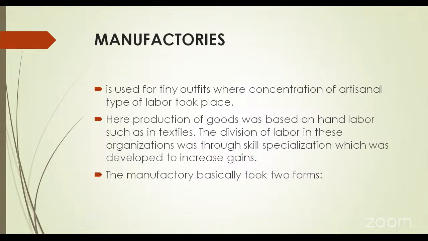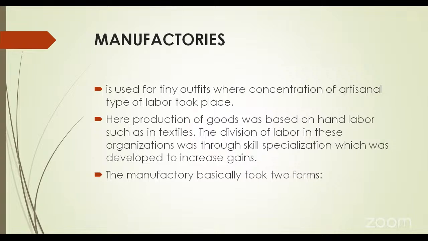Production of goods was based on hand labor, such as textile. Division of labor was through skill specialization. What also happened post industrial revolution? Division of labor, skill specialization. And if you see, we are again going, there was a time when they were saying skill specialization. Now they are saying you need to be a generalist, and so on and so forth.